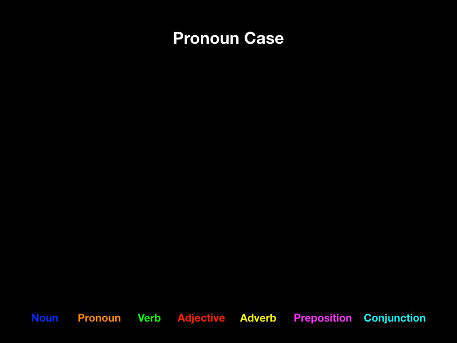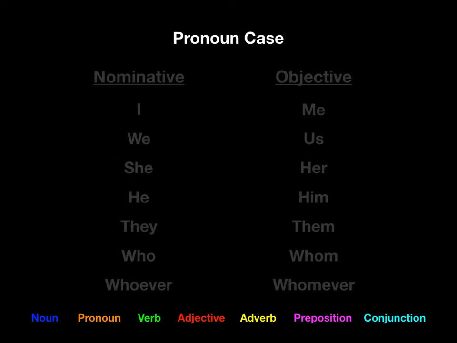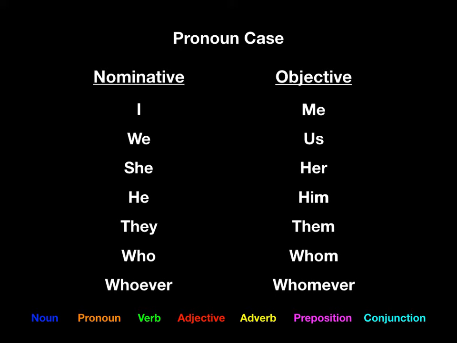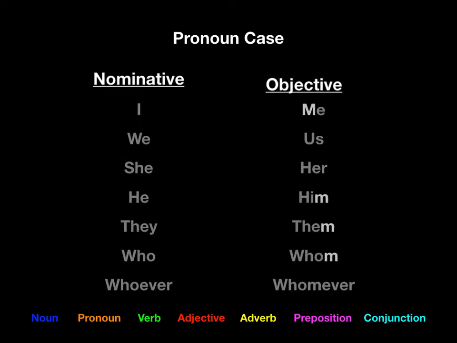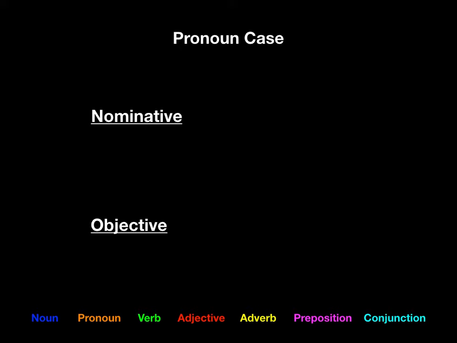When we are looking at issues with pronoun case, we need to remember that there are two groups of pronouns. We have nominative case pronouns and objective case pronouns. Objective case pronouns typically have an M within them. Identifying this M can help us distinguish between nominative and objective within our sentences. In addition, it helps to remember that nominative case pronouns are typically used as the subjects of sentences, whereas objective case pronouns are typically used elsewhere.